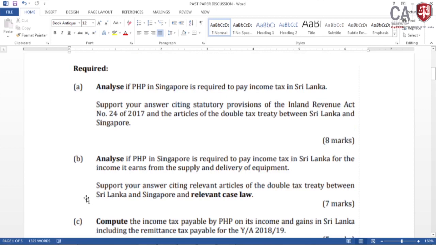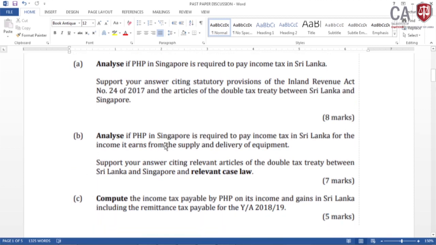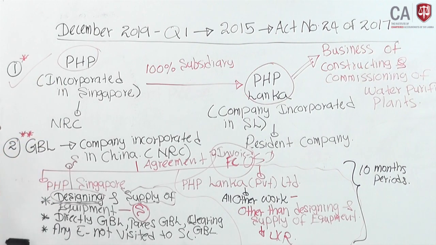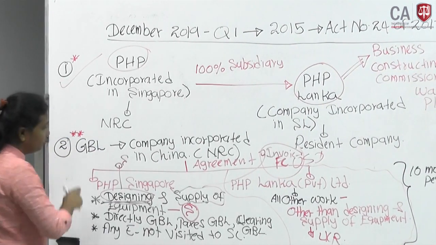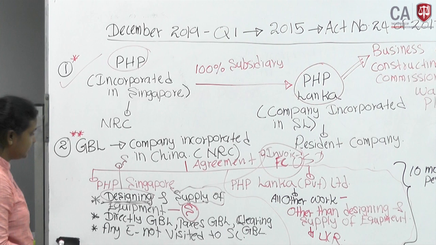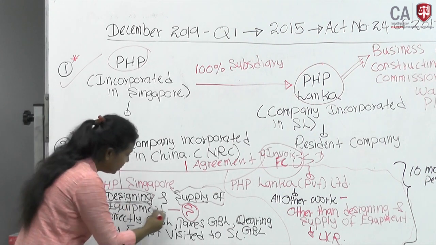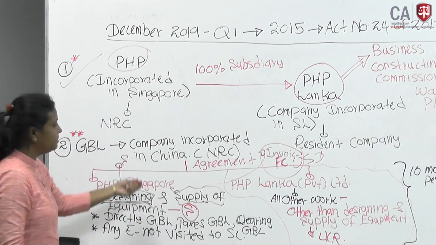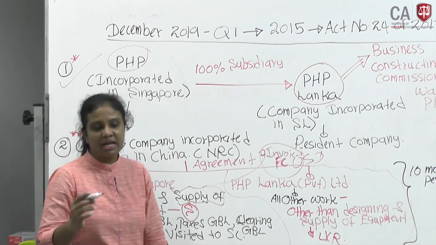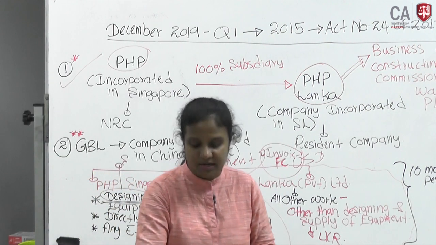Part B is asking: analyze whether PHP in Singapore is required to pay income tax in Sri Lanka for the income it earns from the supply and delivery of equipment. Now, my first part is completed. This is the second part. What is the question asking? For the supply of equipment, whether this PHP Singapore will have to pay income tax in Sri Lanka.